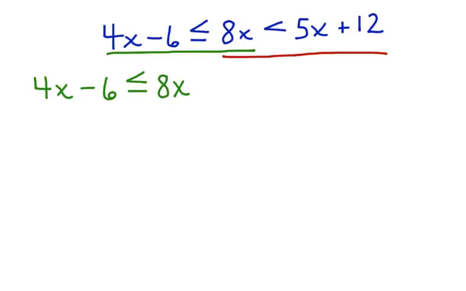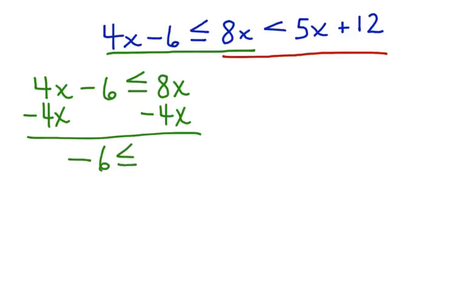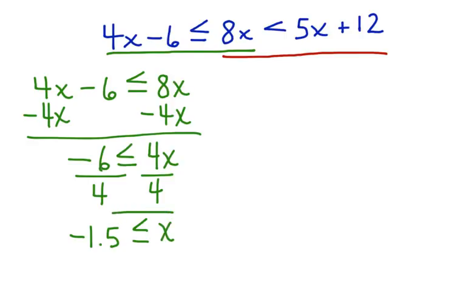Now notice that we have an x on both sides of the inequality, so we need to get those x's together. We can subtract 4x from both sides, and we're left with negative 6 is less than or equal to 4x. Now we divide both sides by 4, and we have negative 1.5 is less than or equal to x. This is our first solution. Now hold on to that one while we solve on the other side.